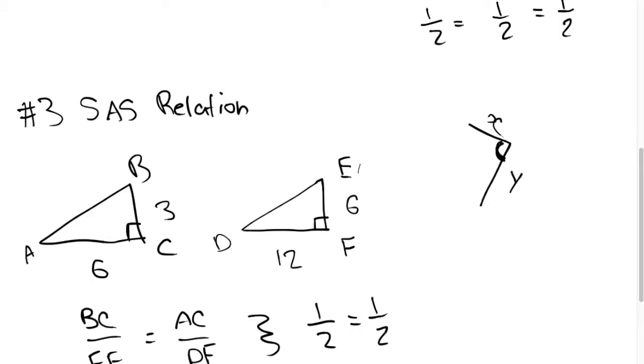But we also have to look at if the contained angle is the same. And in this case, both contained angles are right angles. They're both 90 degrees. So we know that the side angle side relationship does in fact work. So that's about it on how to identify similar triangles.